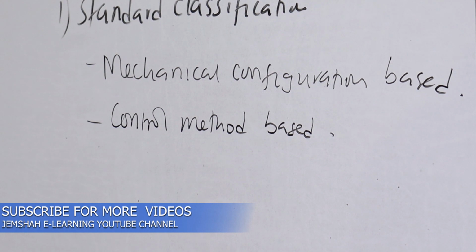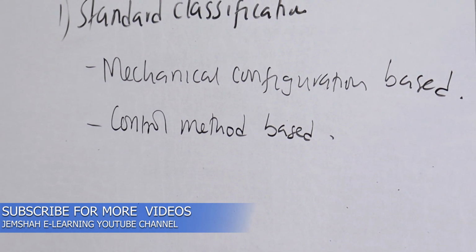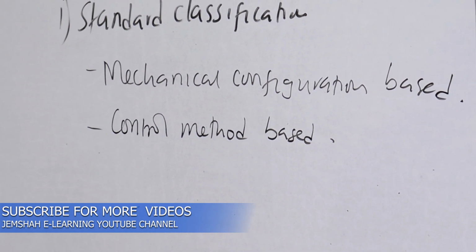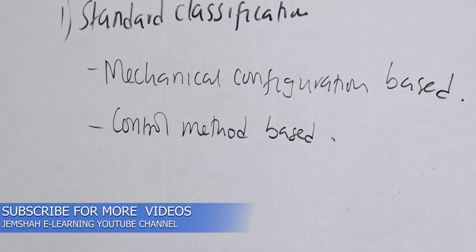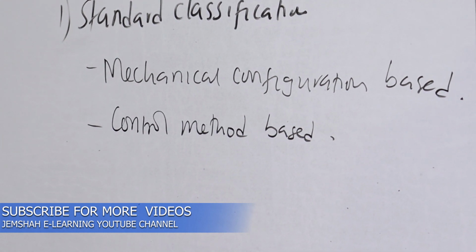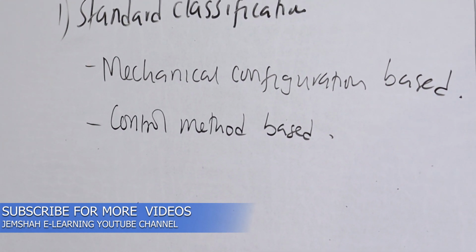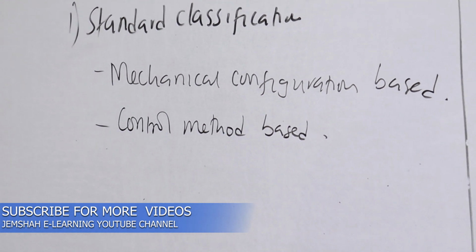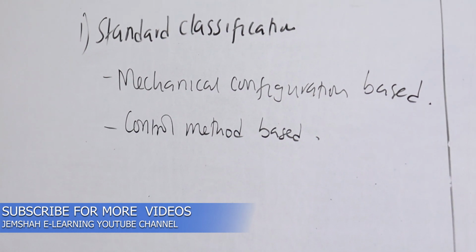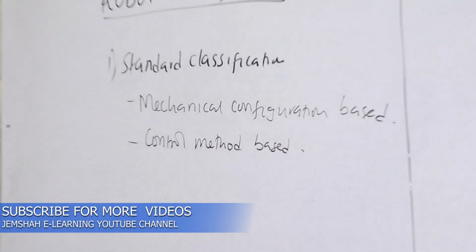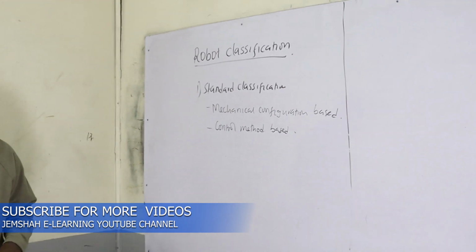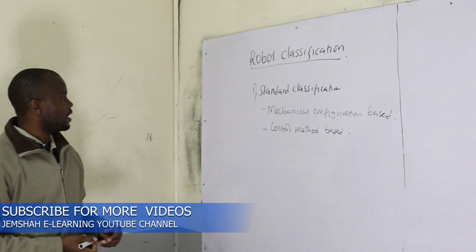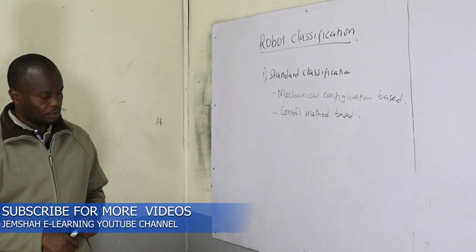So we are going to look at the first one under standard classification, which is the mechanical configuration based. This one is based on the mechanical configuration, and it considers the various joints and links that comprise the physical structure of the robot and their relationship with each other. So in this case, we look at the robot in terms of its structure, that is the kinematic chain.